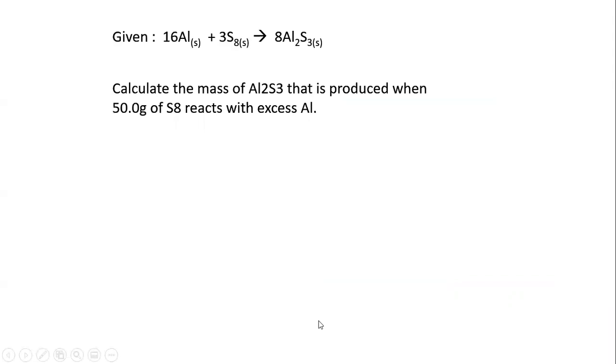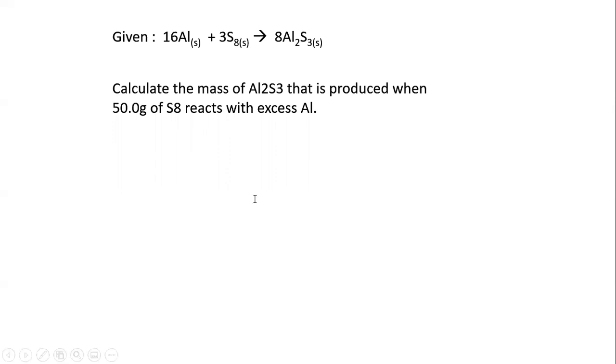So now we're looking at this same equation again, but instead of giving us the moles of, for example, S8, it's given us the mass of S8. So we have this balanced chemical equation. It says calculate the mass of aluminum sulfide that is produced when 50 grams of sulfur, S8, reacts with excess aluminum.